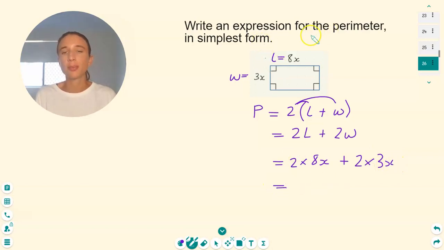We're just writing an expression. So our answer is going to have variables in it. If it said evaluate, we are going to be substituting more numbers. Okay, so we will have letters in our answer.